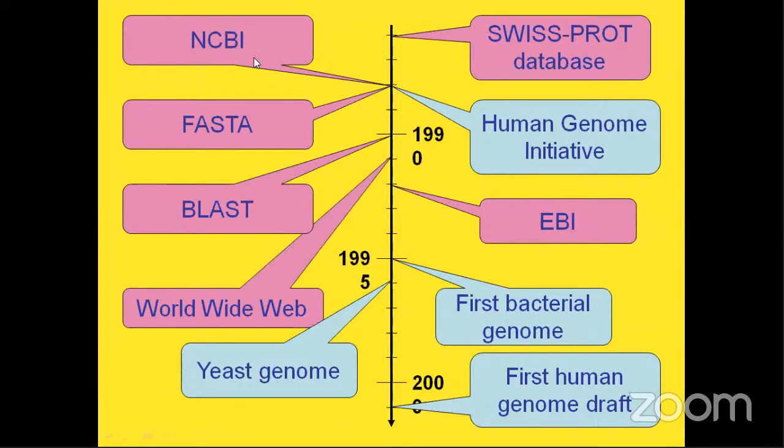NCBI is one of the most important and vital databases or repositories of genomic data. FASTA is a specific format which is used to store the data. The FASTA format is the most universal and most widely accepted. BLAST is a tool to compare sequences. And SwissProt is another database which stores information about proteins only. NCBI stores information about both proteins and nucleic acids, and SwissProt is specific for proteins.